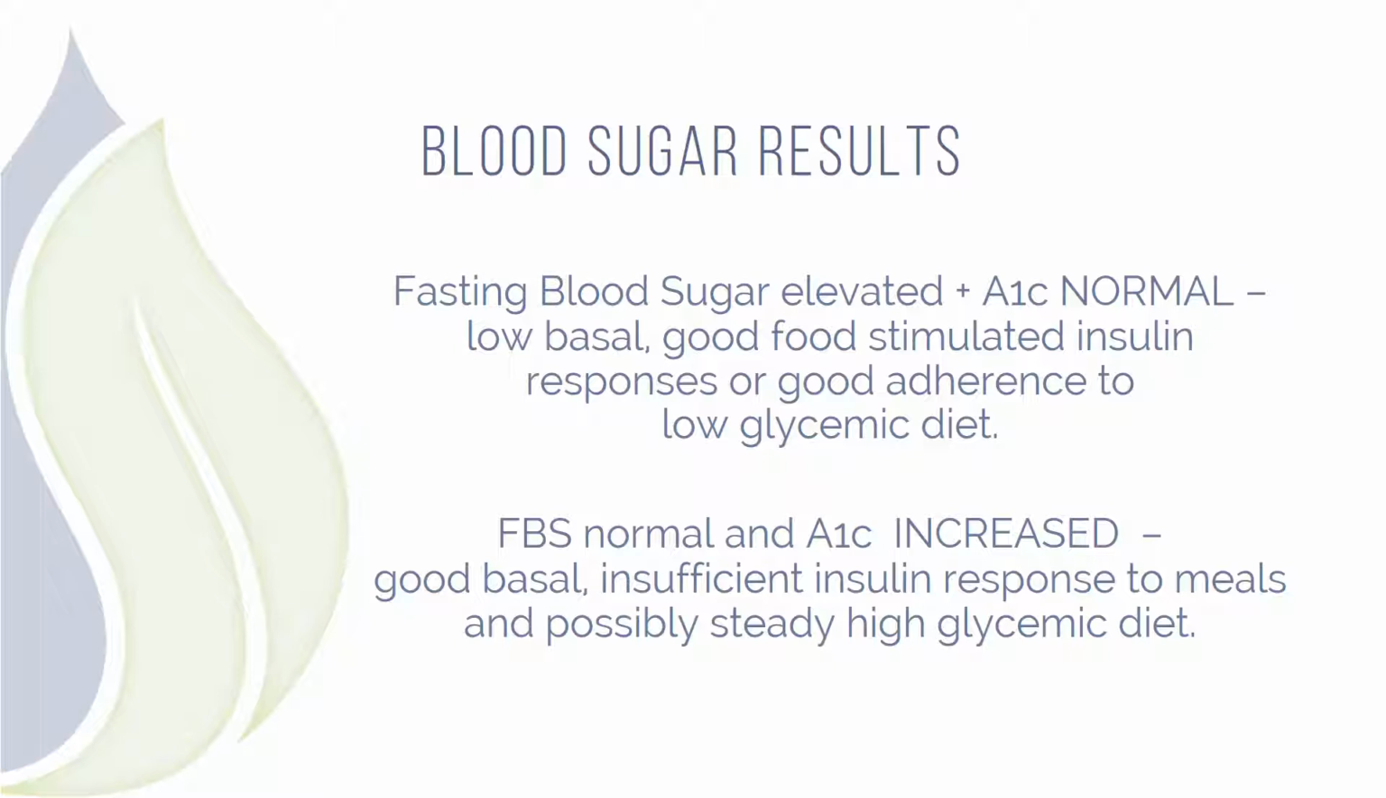If, on the other hand, your fasting blood sugar is normal and your A1C is up, that means you have a good basal insulin response. Your sugars are normal overnight, but when you eat, you have an insufficient insulin response to meals and possibly a steady high glycemic diet. So when you eat, your sugar goes up longer and it stays up longer, and the area under the curve, the A1C, is higher.